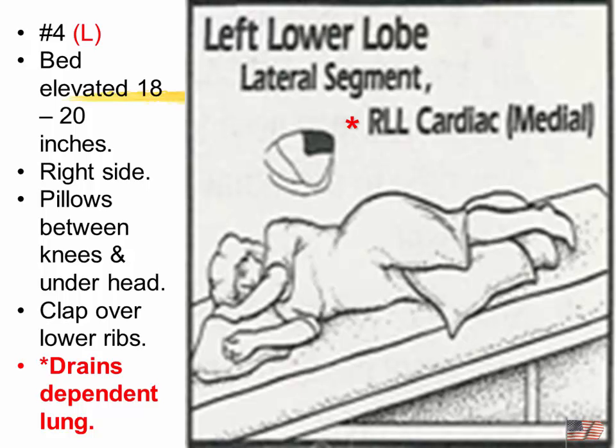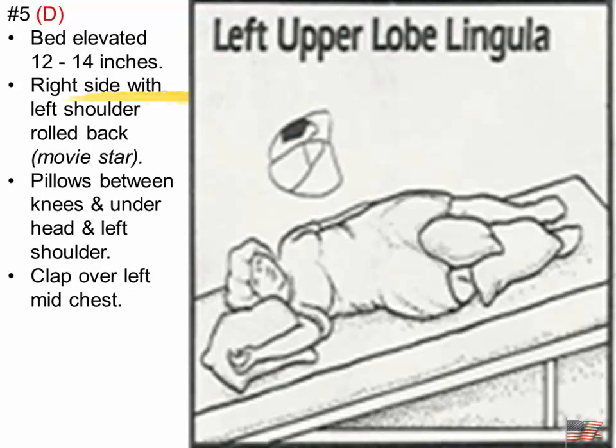Head is elevated so the feet are up, lying on their right side. Clap over the lower ribs, and in this case it's going to drain whatever is the dependent. This is the left upper lobe lingula. They're lying on their right side with the left shoulder rolled back. I didn't name this, but some people call it the movie star or Hollywood position.